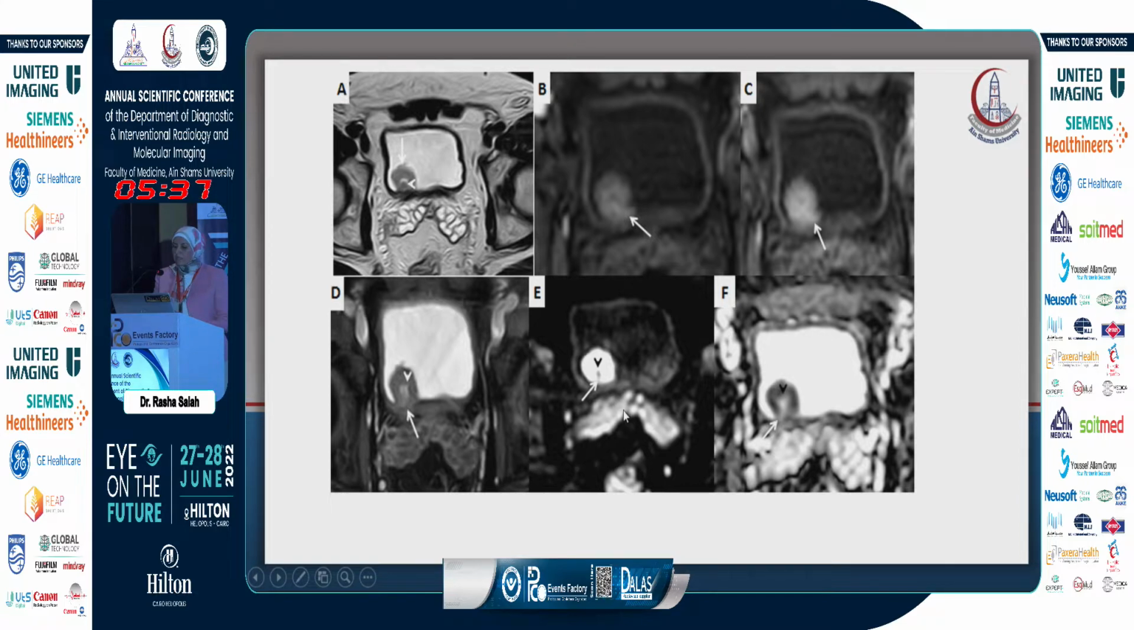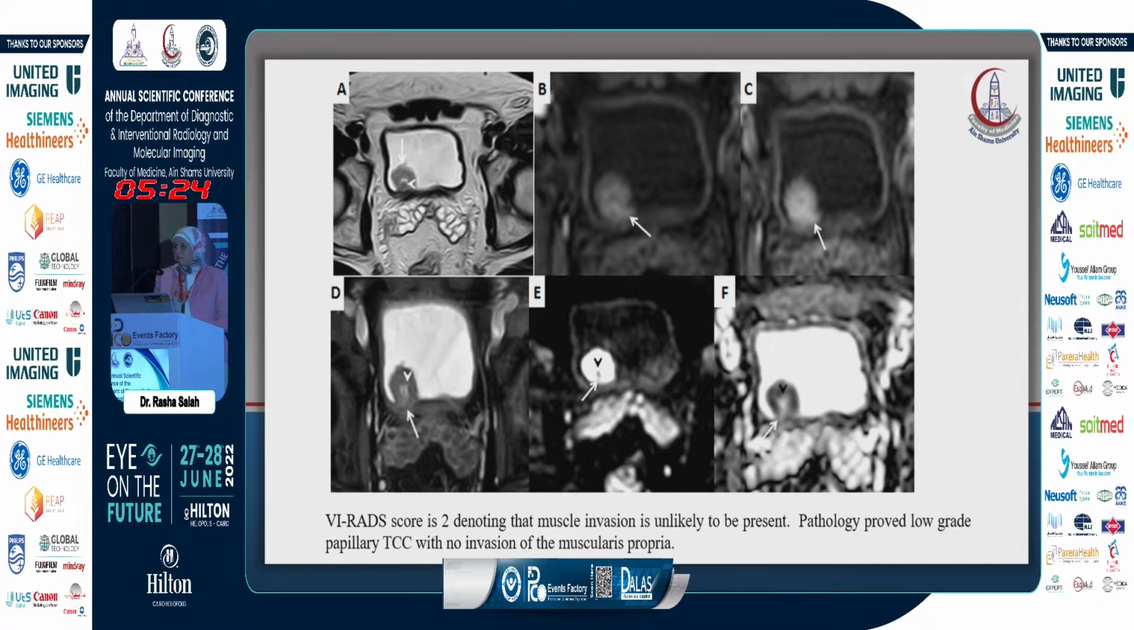And here, the diffusion and the ADC, we can see a small pedicle located over here in the diffusion with non-restriction, and it was confirmed on the ADC, and this is known as the inchworm sign. And the final score was VI-RADS 2, and it was confirmed by histopathology to be non-muscle invasive disease.